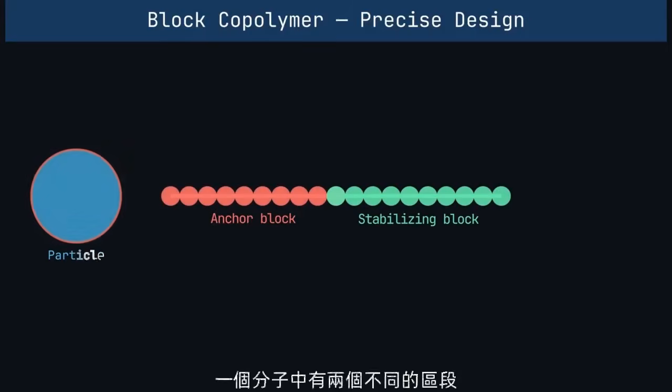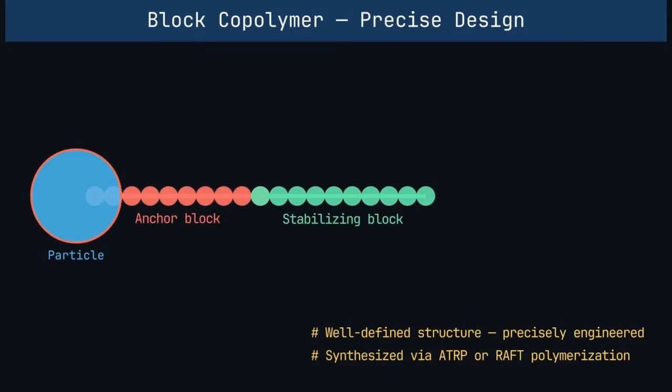The second type is the block copolymer. Two distinct segments in one molecule. The red segment anchors onto the particle. The green segment stabilizes in solution. The structure is well defined, which means it can be precisely engineered using controlled polymerization methods like ATRP or RAFT.